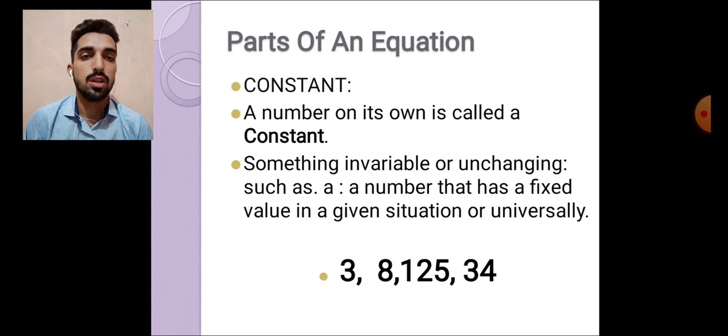Parts of an equation: constant. A number on its own is called a constant, something invariable or unchanging, such as a number that is a fixed value in a given situation.